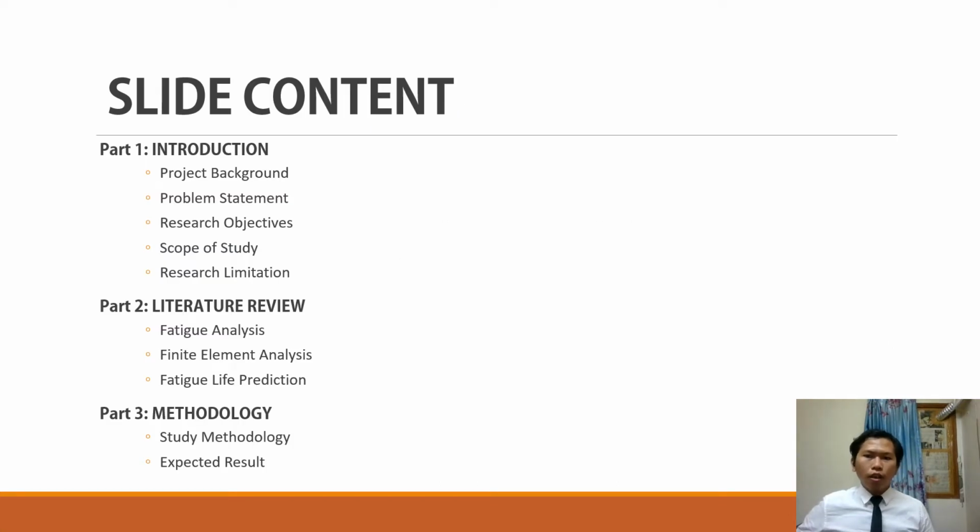The slide is divided into three parts. Part 1 is the introduction, which contains project background, problem statement, research objective, scope of study, and research limitation. Part 2 is the literature review, which contains fatigue analysis, finite element analysis, and fatigue life prediction. Part 3 is the methodology, which contains study methodology, and lastly, expected result.